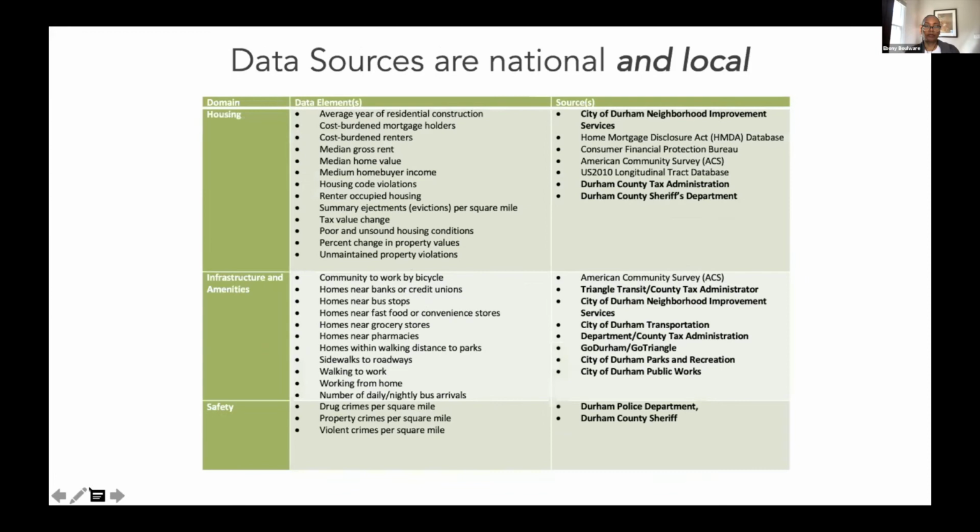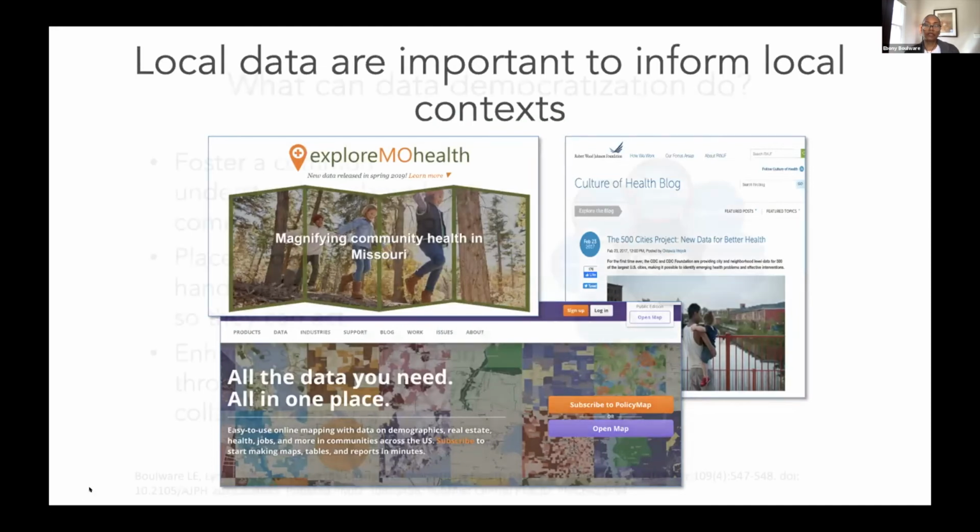You can look at housing, including how many cost burdened mortgage holders are there in an area, summary ejectments or evictions per square mile. You can look at infrastructure and amenities, such as whether homes are near pharmacies, grocery stores, fast foods, bus stops, and you can look at crime data. And what's very important here is that the data are national and local. Those national data, when you look at the county level, you can only get so granular with regard to social and environmental determinants of health. You really need these local data to enhance the context.